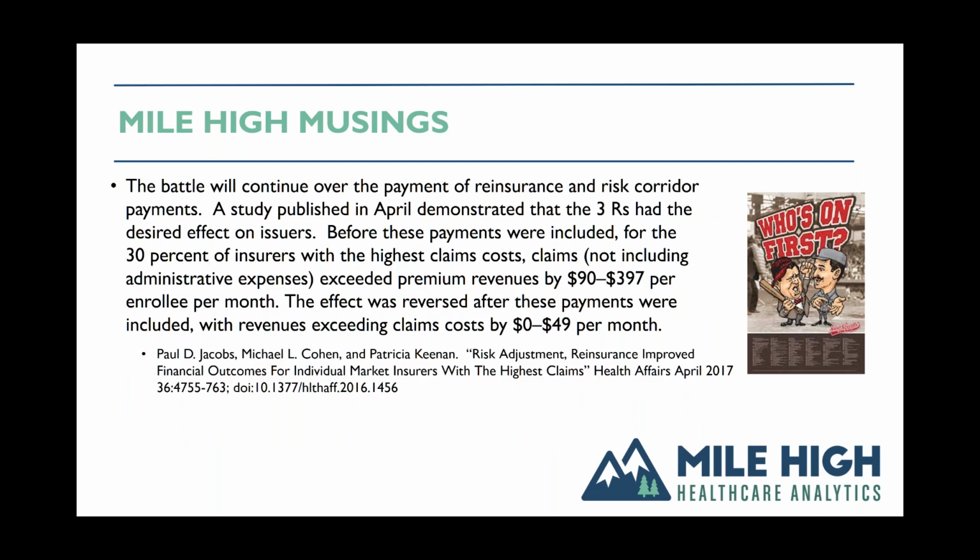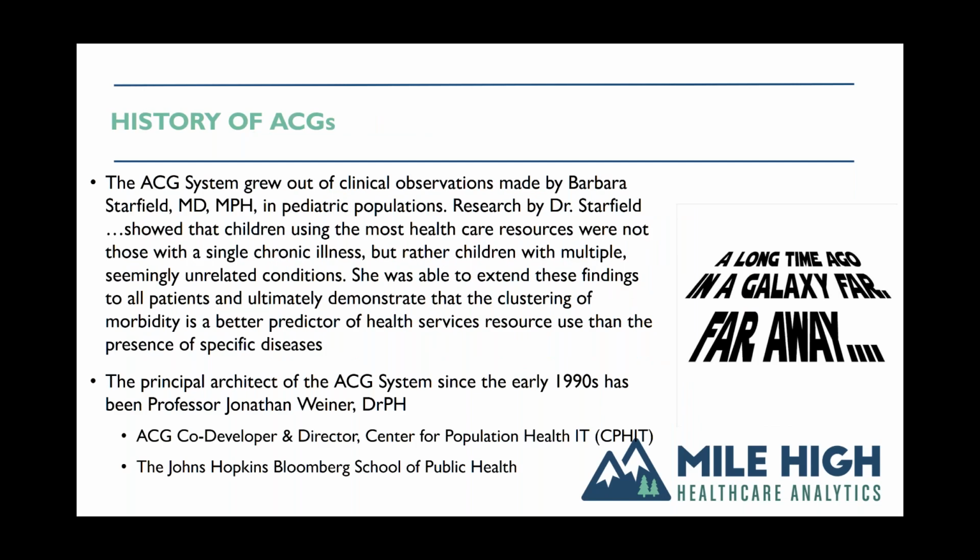And along the lines of reinsurance and risk corridor payments, there was an April study that indicated that the 3 Rs had the desired effect on the issuers. Before the 3R payments, issuers were losing their shirts, and afterwards there was a modest profit. Again, that's going to be subject to debate, but I think it leads one to conclude that there has to be a way to finance healthcare of very, very sick people by whatever means, and that's all I'll say on that. Okay, so moving on to the ACG system.